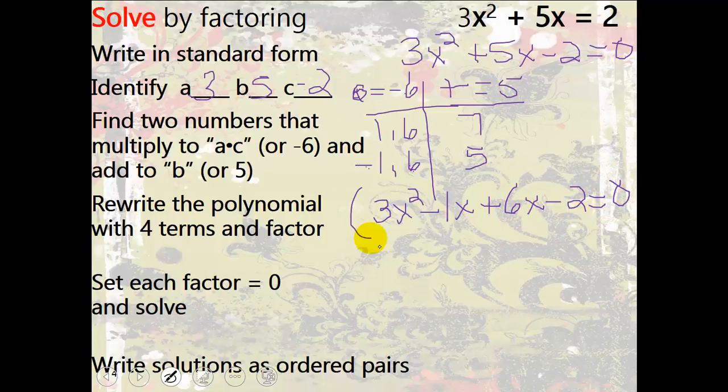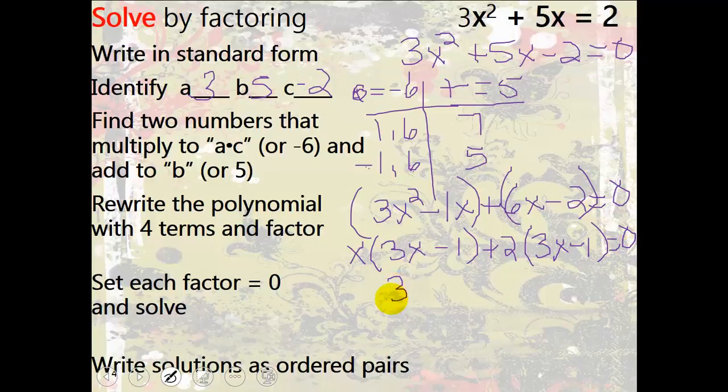And now I'm going to group. I'm going to pull out an x, or a 1x if you like, and that gives me 3x minus 1. And I'm going to pull out a 2, and that gives me 3x minus 1. So now I have (3x minus 1)(x plus 2) equals 0. Now I set each of those equal to 0. So that says 3x minus 1 equals 0, or x plus 2 equals 0.